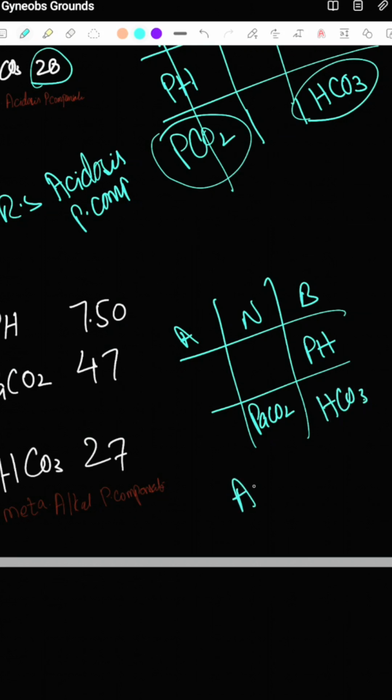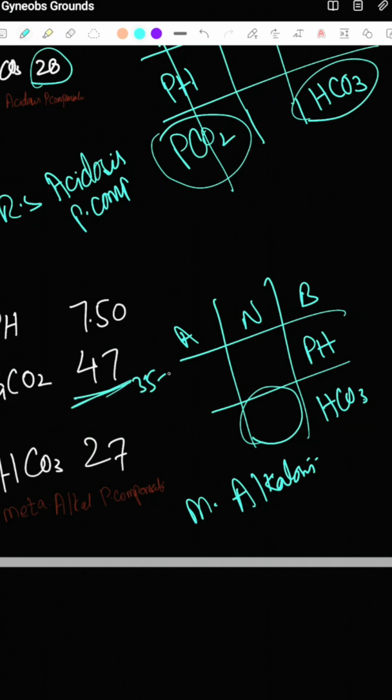So this is alkalosis, and as it is metabolic alkalosis, and the PaCO2 is 47, sorry, the normal is 35 to 45, so it is raised here. PaCO2 will come here, so it is partially compensated.